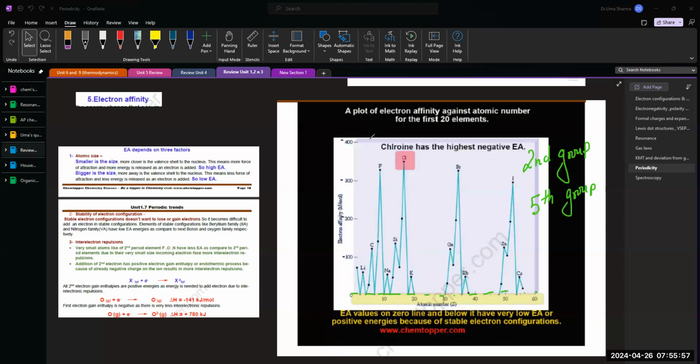Then second period elements compared to third period elements: because of the extra smaller size of second period elements, they suffer slightly more inter-electron repulsion than third period elements. So their electron affinity will be lesser than the third period elements. You can see here every time. Is it okay? So that's the end of the periodic trends.